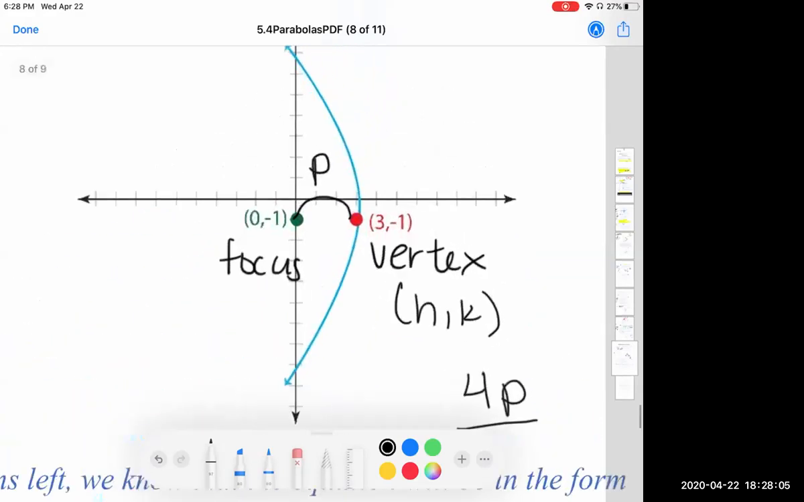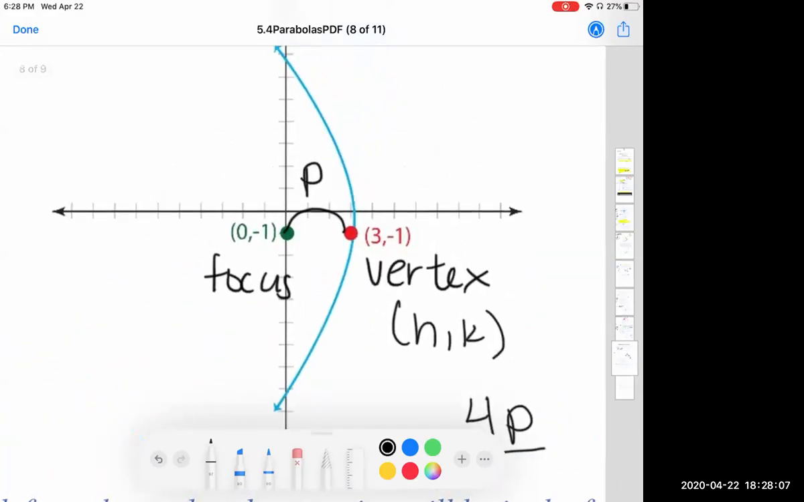Now, how do we know it's 3 units? Well, we can look at our x's. That's the only one that moved, right? Our x's are 0 to 3. So how many units did I have to move from 0, -1 to 3, -1? It's only 3 units, right? So our p has to equal 3.